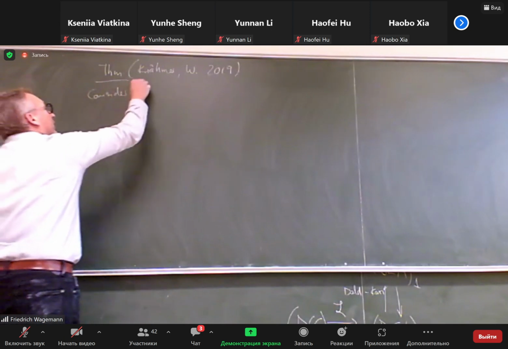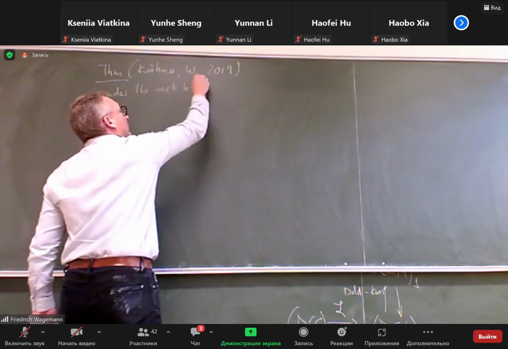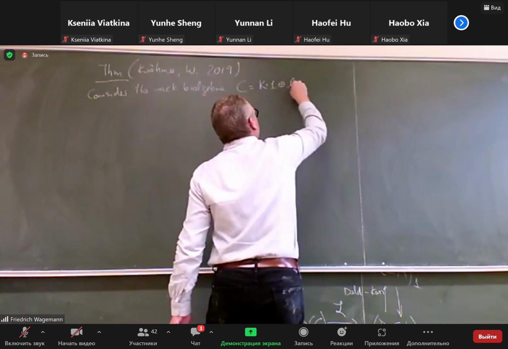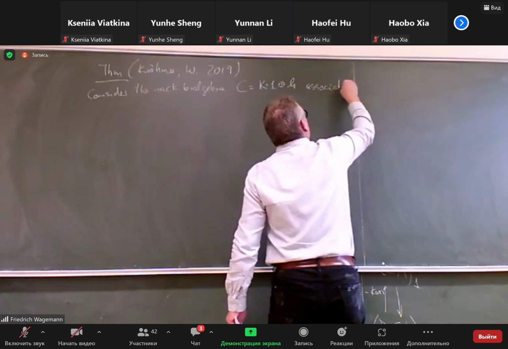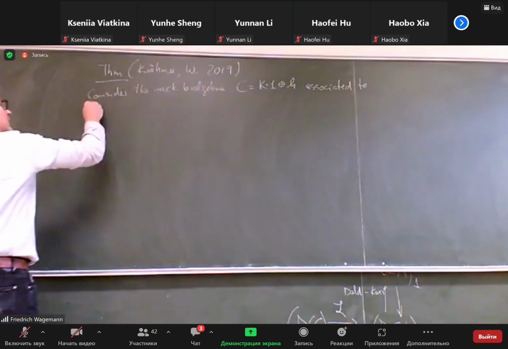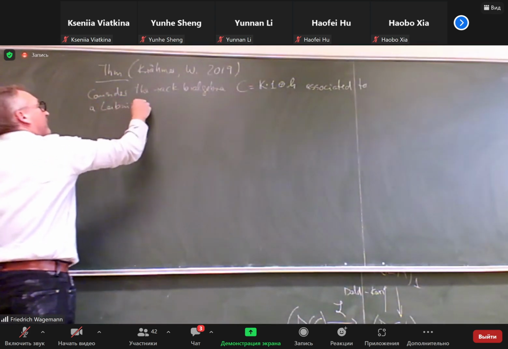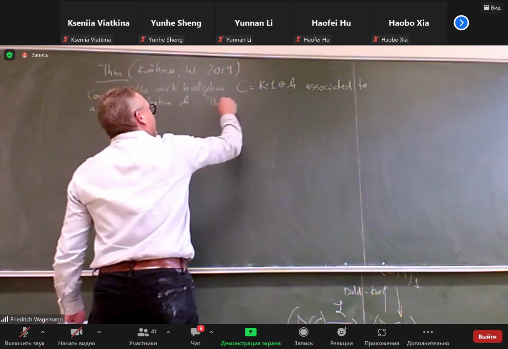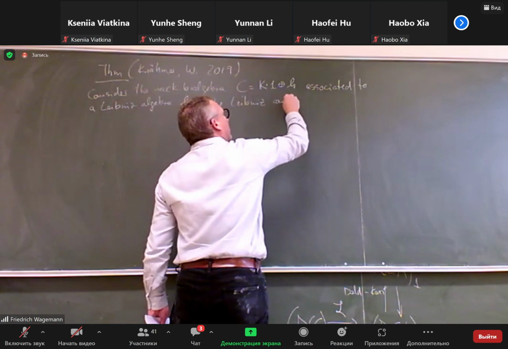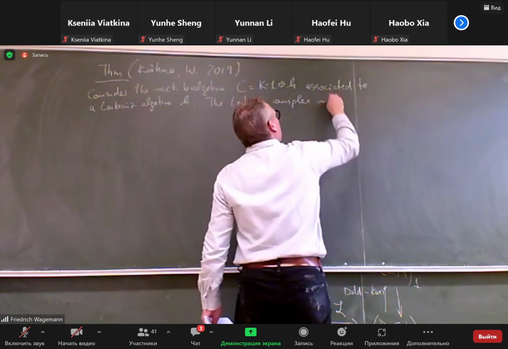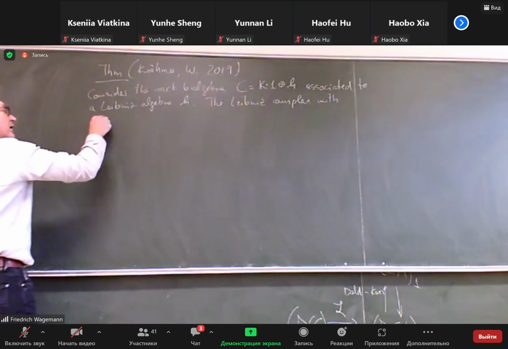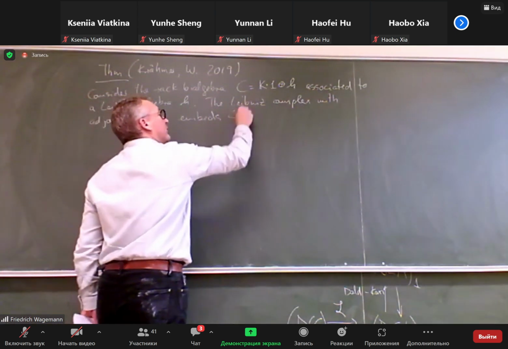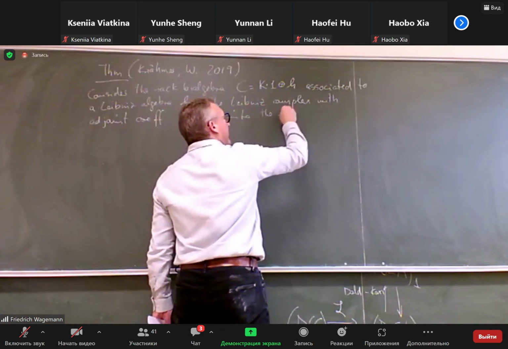Consider the Rack bialgebra that we see with k times 1 plus h, associated to a Leibniz algebra h. The Leibniz complex with adjoint coefficients embeds into the Rack bialgebra complex.